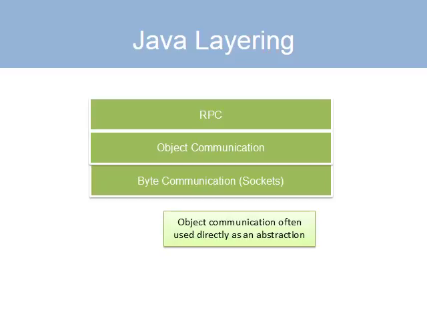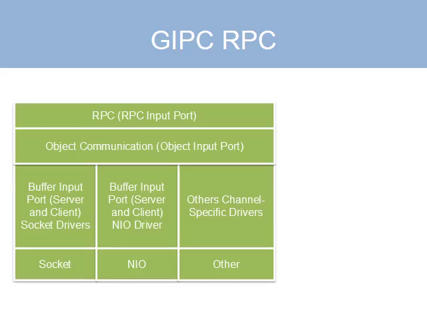Object communication is often used directly as an abstraction, which is what I was trying to point out. But you can't replace sockets with another I/O in this layer. So we might want to do better than that, and that's where Gypsy comes in.